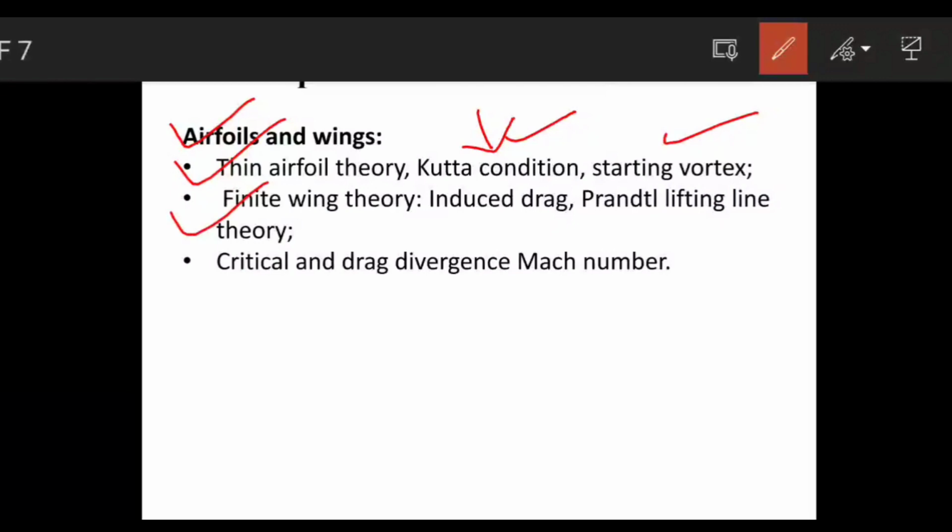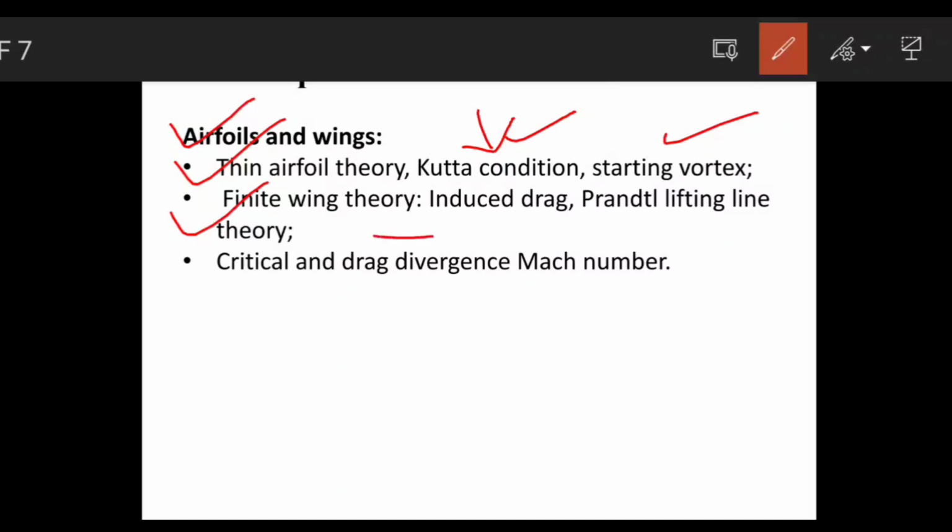Then finite wing theory is important. See guys, finite wing theory means a three-dimensional wing, and infinite wing theory means airfoil study. Understand? That's the reason it's called finite wing theory. So don't confuse, what is finite? Finite means having some width of the wing, so that is called a three-dimensional wing. If there is an infinite wing, it means infinite width, which means the airfoil section.